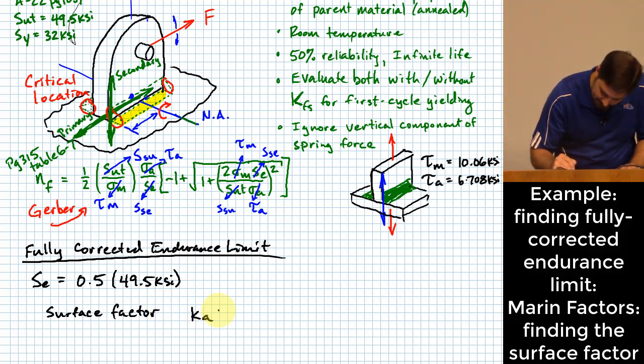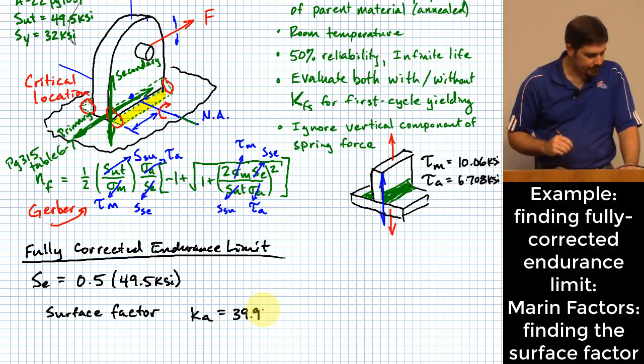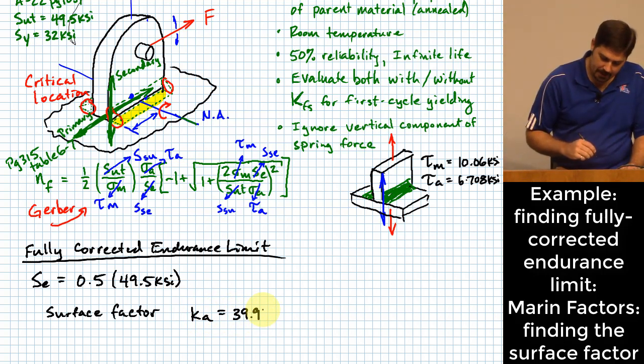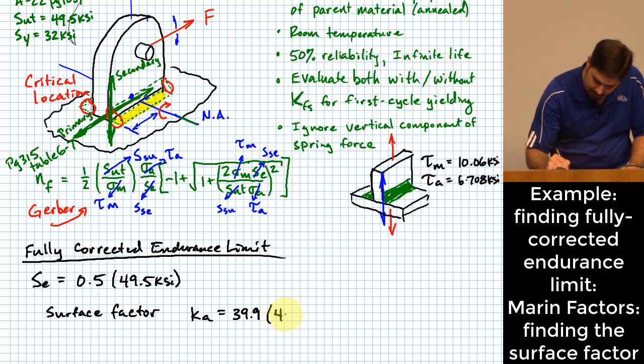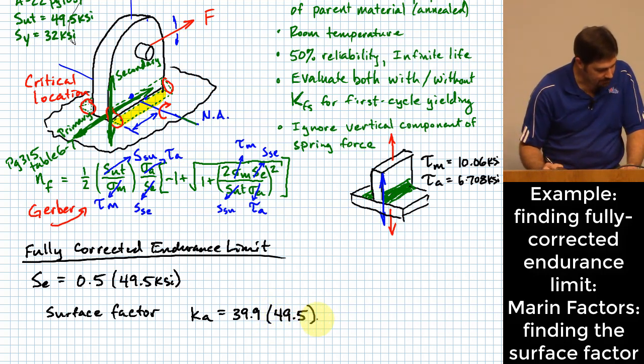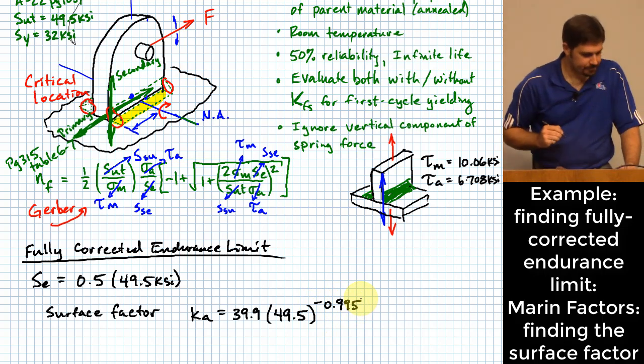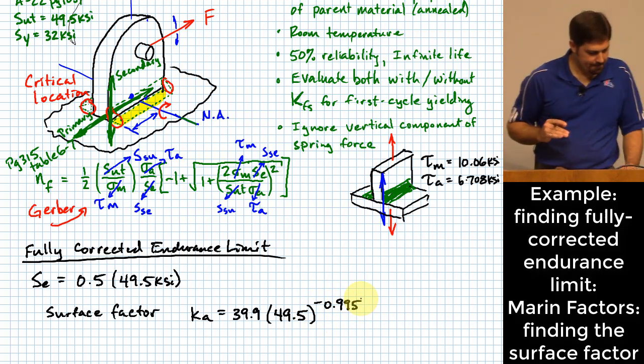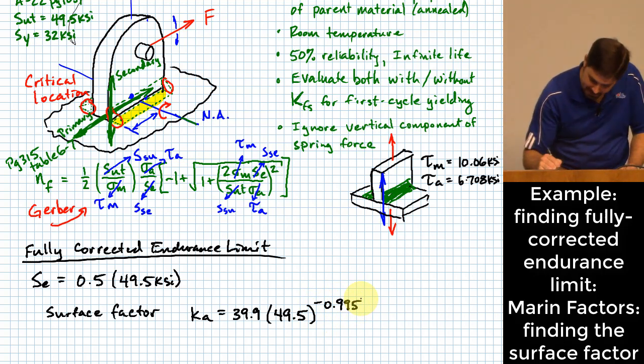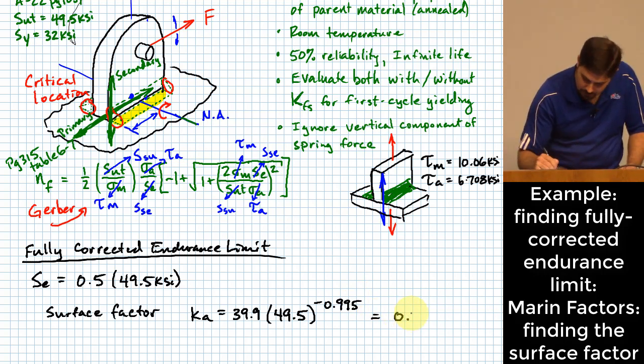So K sub A is going to be 39.9 times the ultimate strength of 49.5 raised to the exponent of negative 0.995. Okay, and when we do that, this ends up giving us 0.822.